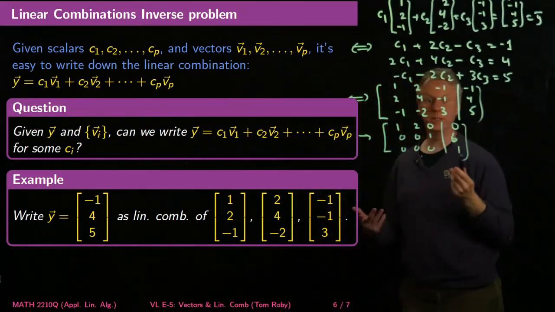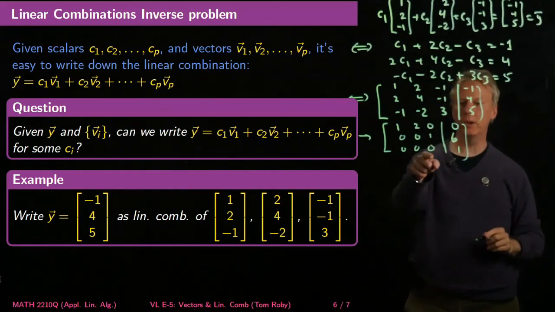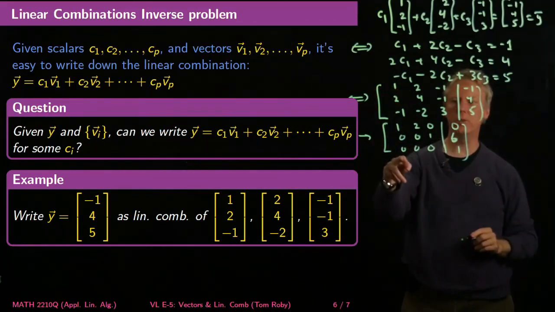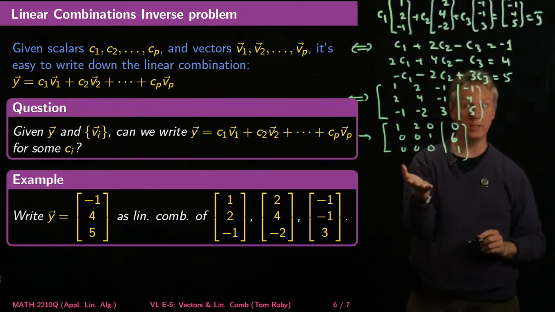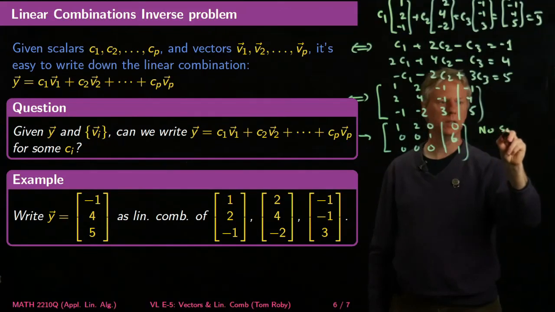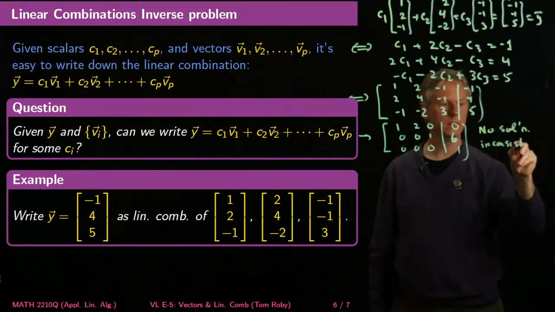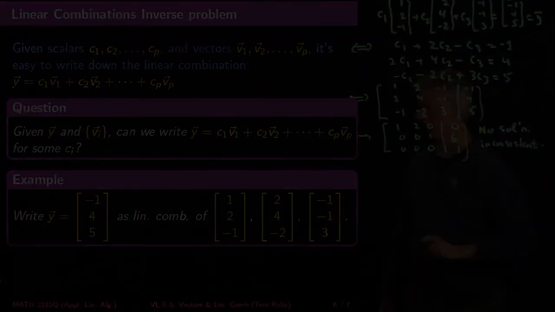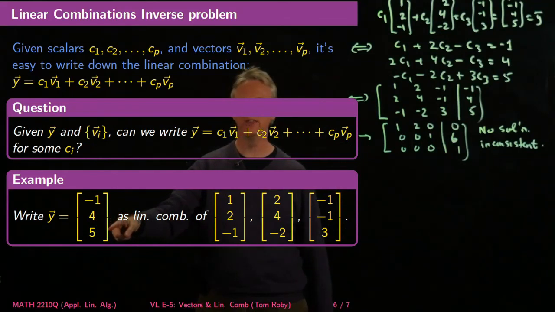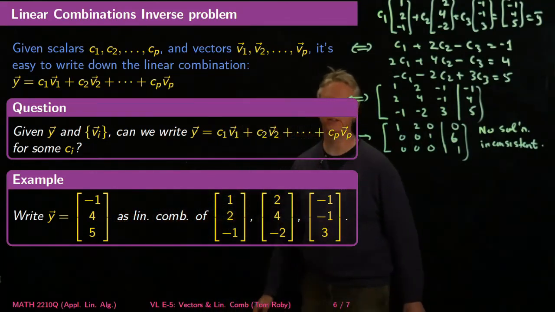Okay, so what does that mean? Well, remember, you've got a bunch of zeros here equal to a non-zero thing here. So this reduces to the equation 0 equals 1, which has no solution. So that means there is no solution. The system is inconsistent. And what that means, going back to the original example, is that there's no way to write this vector as a linear combination of these three vectors.